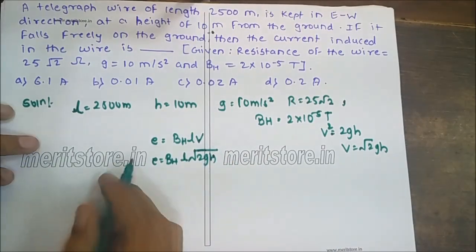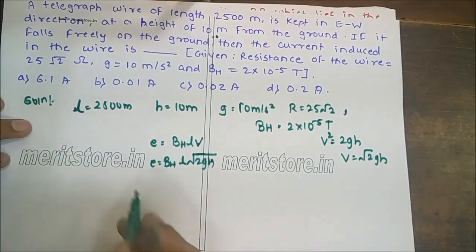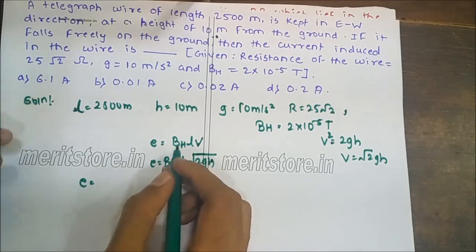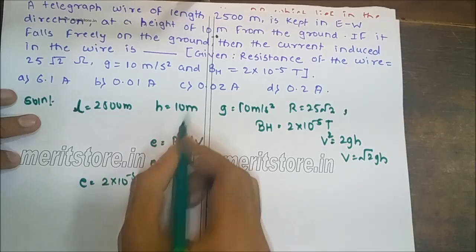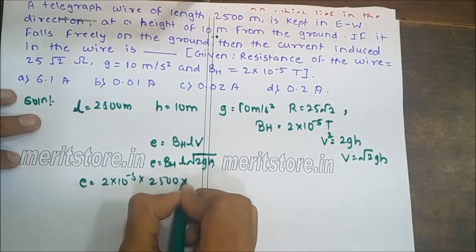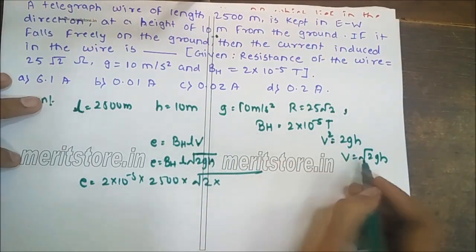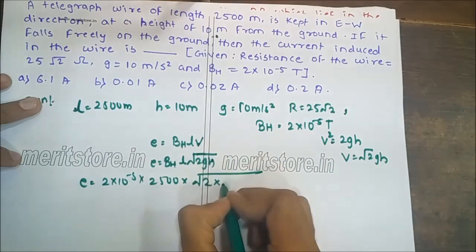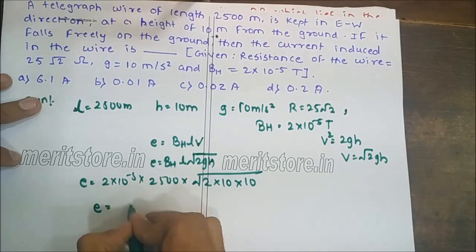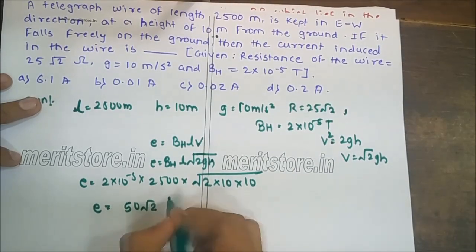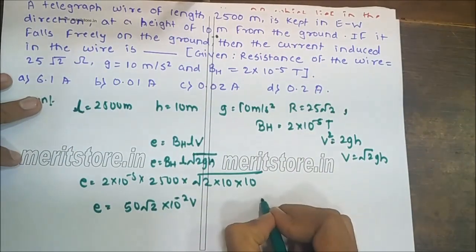Okay, so now here what we have is E, which we get is B, that is how much, 2 into 10 raised to minus 5, multiplied by the length, that is 2500 meters, multiplied by the under root of 2 into 9 G, that is how much, G is 10 meter per second square, and the height, that is 10. Okay, so on solving that, we get the E to be 50 root 2 into 10 raised to minus 2 volts. But we need the current induced in the coil, that is the I.